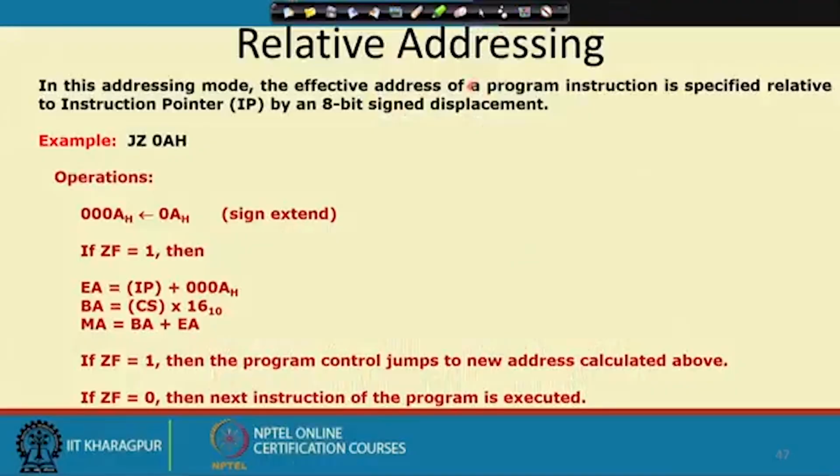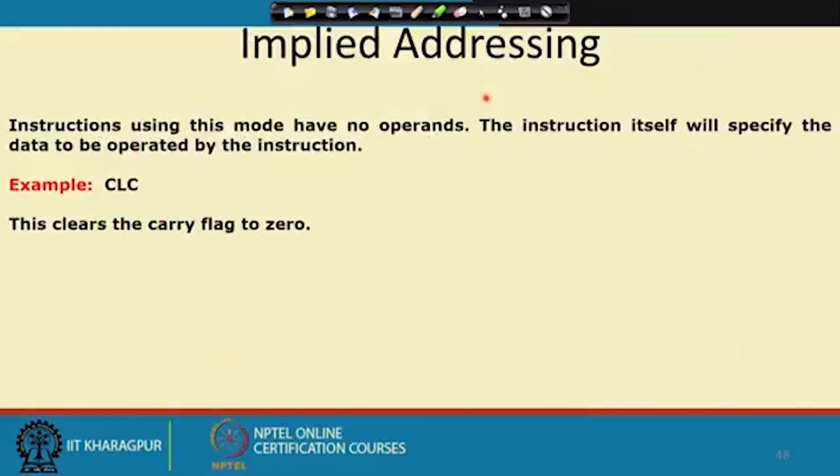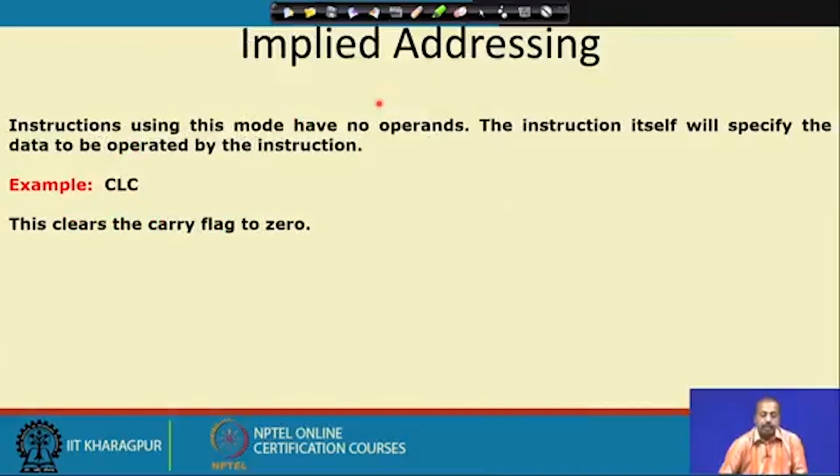Next we will look into another addressing mode, which is implied addressing. Some of the instructions do not need operands; the instruction itself specifies the data on which to operate, say CLC. This will clear the carry flag to 0. No operand is needed, or say HLT, or say NOP. These are instructions where the operands are not required, and that is the implied addressing mode.